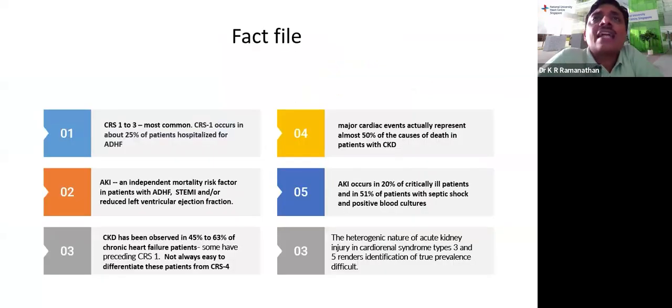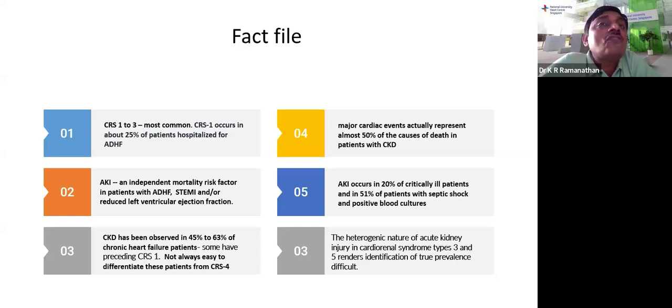So as far as facts about cardiorenal syndrome 1 and other cardiorenal syndromes go, when you compare them, you might find that the presence of AKI is an independent mortality risk factor in patients with acute decompensated heart failure. Whether this is secondary to STEMI, non-STEMI, or other cardiogenic causes, anything that reduces LVEF causing AKI increases your mortality. And if you look into the epidemiology of such an AKI, 1 in 5 patients admitted to your ICU get that.